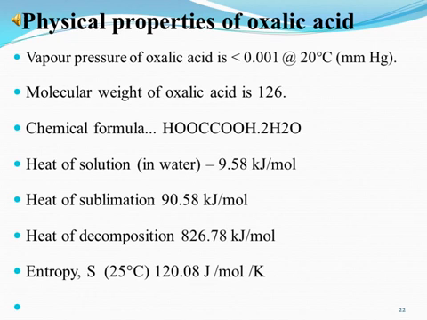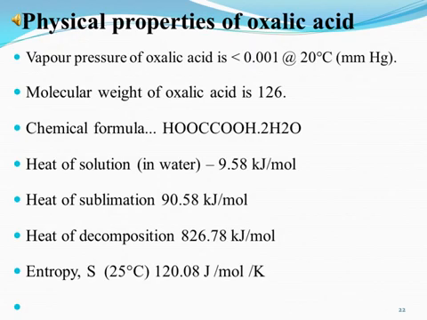Now the physical properties of oxalic acid continue. Vapor pressure of oxalic acid is less than 0.001 at 20 centigrade. Molecular weight of oxalic acid is 126. Chemical formula of oxalic acid is COOH bonded with another COOH with 2 water molecules. It is a dihydrate form.